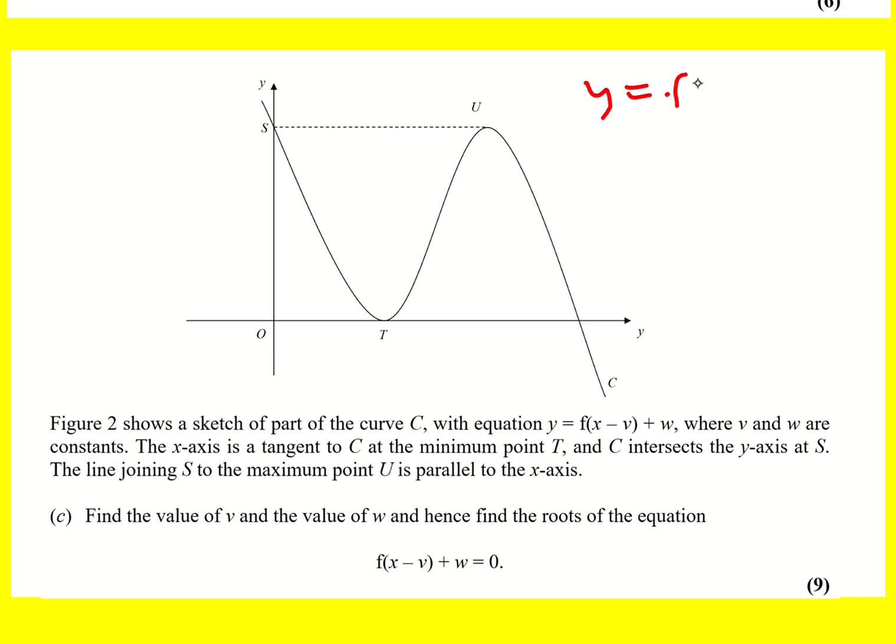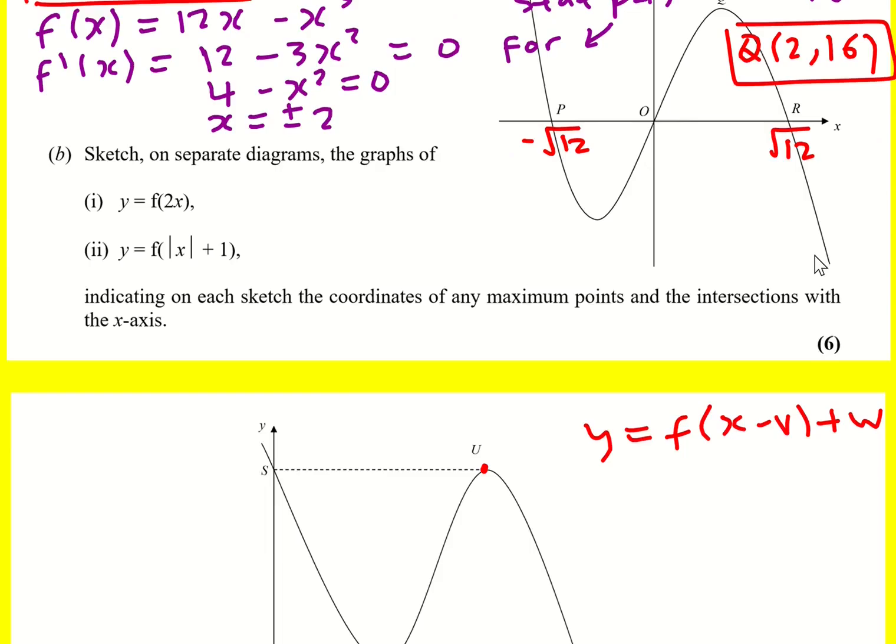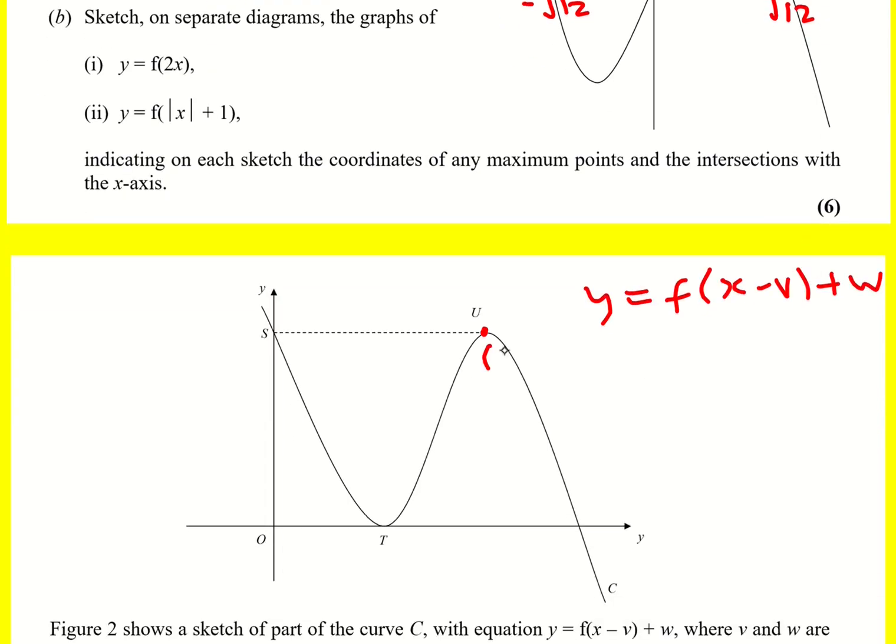Because if we write down y is equal to f of (x minus v) plus w, we can see that we've got the original function, and then we've translated by v in the x direction and w in the y direction. So if we look at the points that we had before and relate them, we can get some of them. So we had the maximum was 2, 16. It's going to move to 2 plus v, 16 plus w.